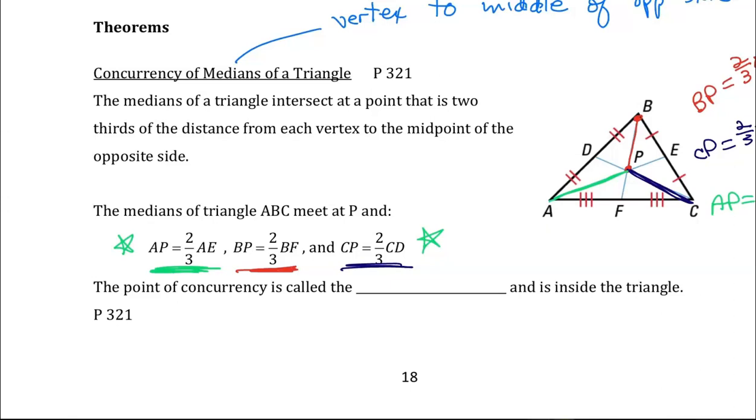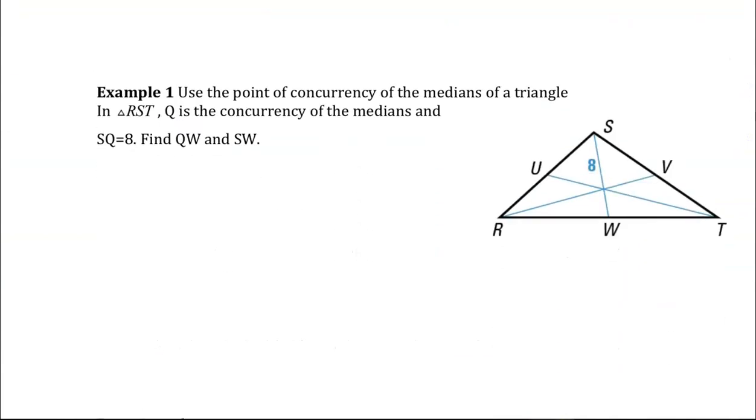Okay, so the point of concurrency, remember, for the medians, where they all join, that's called the centroid. Okay, it's the balance point in the middle. Okay, it's inside the triangle. Okay, let's keep going. So this is an example.